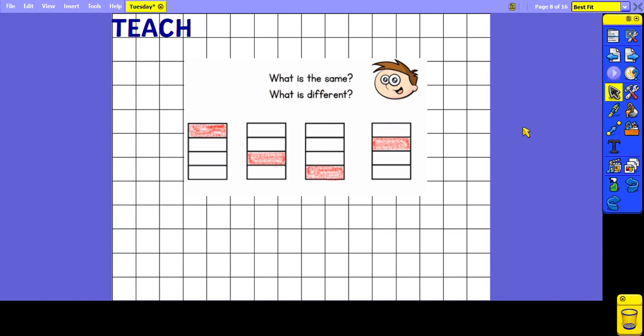Here we've got four rectangles. We can see that each rectangle has been split into four equal parts. So that is what is similar between the four rectangles. What is different is that a different part has been coloured in each time. Each time they're showing one quarter, it's just a different part that's being coloured in. But that doesn't matter as long as just one of the four parts has been coloured in.